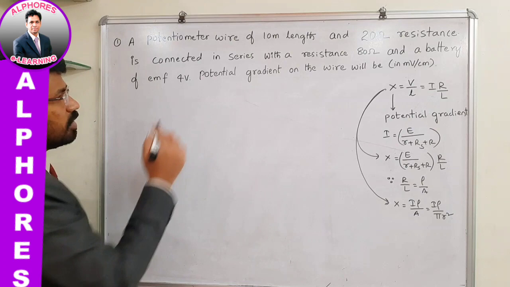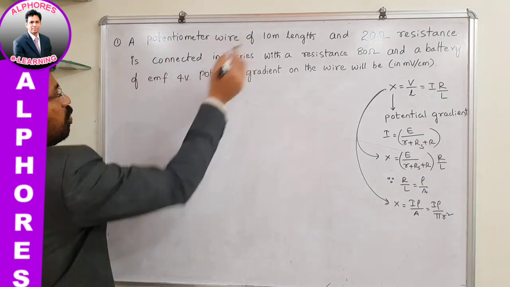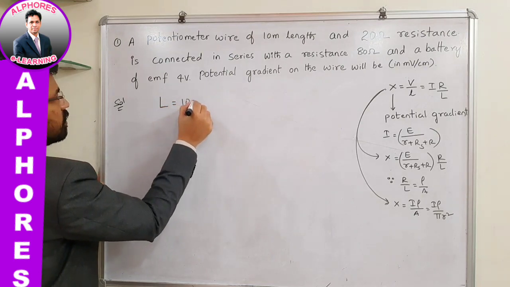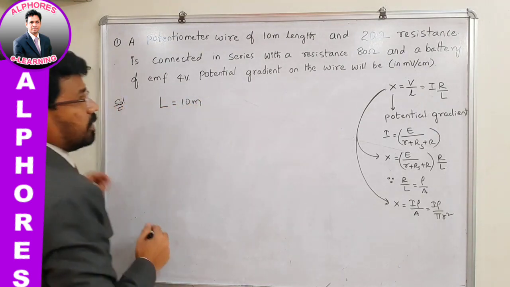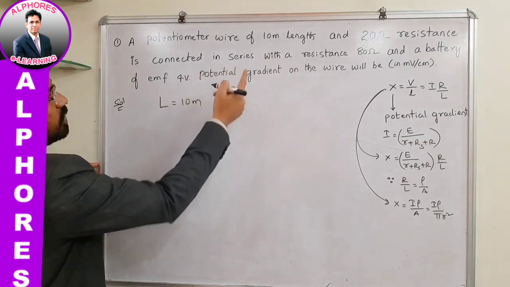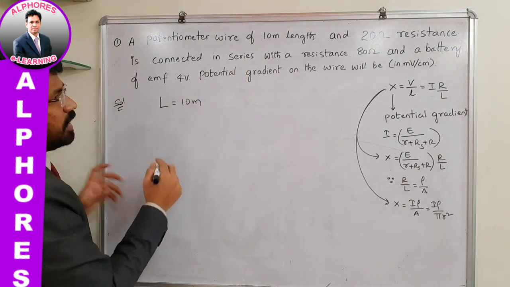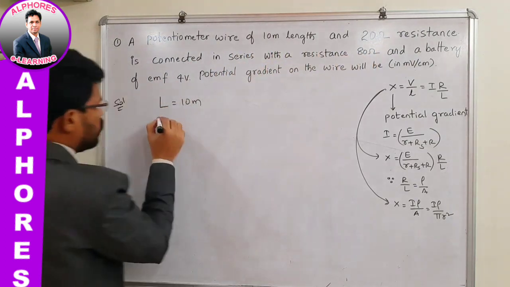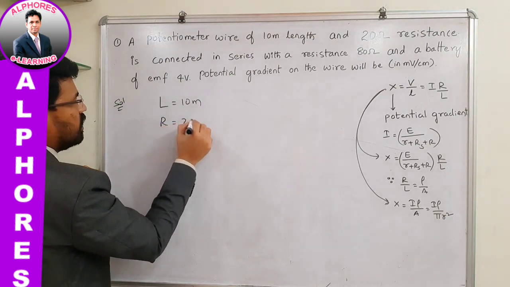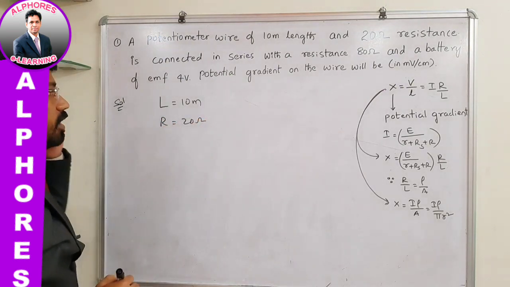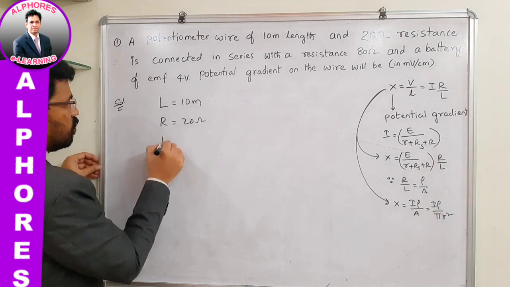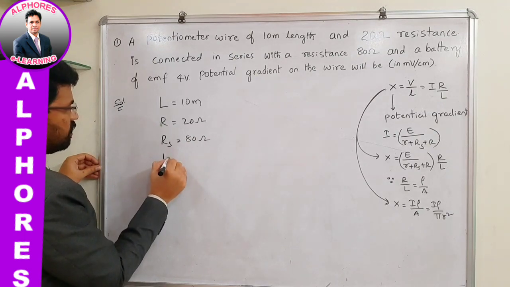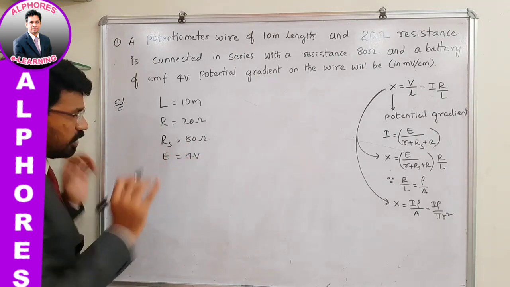Try to identify what data is given here. The potentiometer wire length is given, capital L is equal to 10 meters. The wire is of 20 ohm resistance, so the potentiometer wire resistance is 20 ohm. It is connected in series with a resistance of 80 ohm, so the series resistance Rs is 80 ohm, and the battery's EMF is given as 4 volts. These are the details given.